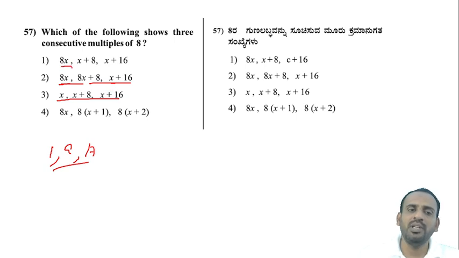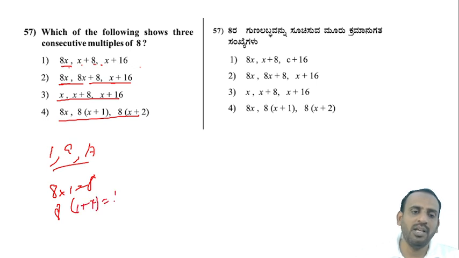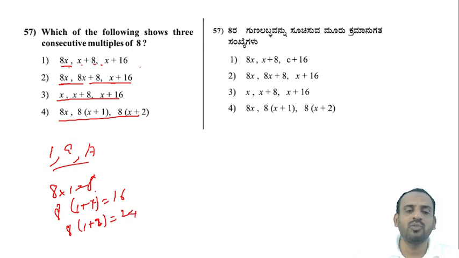How about this one? 8 ones are 8, but here 1 plus 8 again 9. 1 plus 16, 17. So that is not multiple. But when we look at option 4, it has 8x. So 8 into 1, 8. Then 8 into 1 plus 1, that is 8 2s are 16. Then we have 8 into 1 plus 2, 3, 8 3s are 24. So 8 1s are 8, 8 2s are 16, 8 3s are 24. Therefore, option 4 is the right answer.